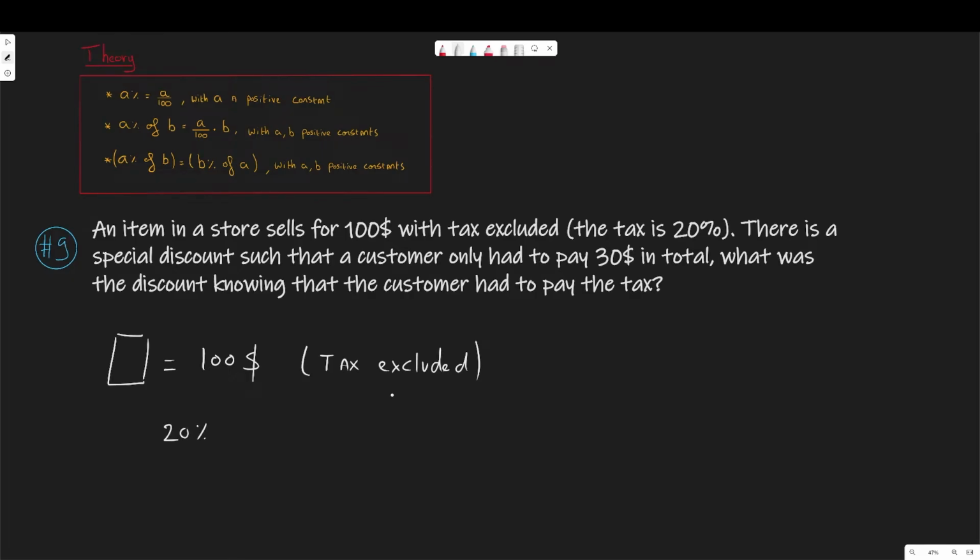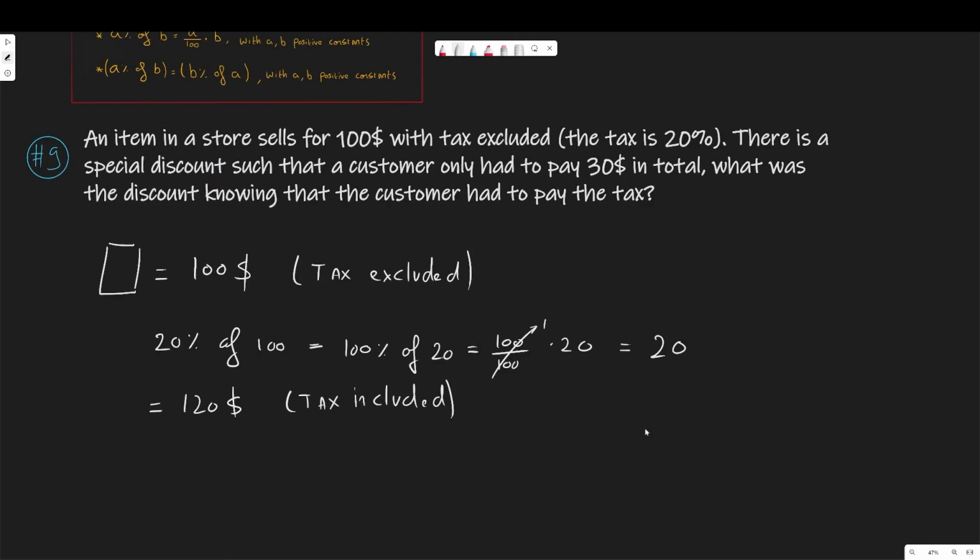So 20% of 100, which is the same as 100% of 20. So 100% of 20 is just 100 over 100 times 20. This will become 1, so we're left with 20. So the tax is 20, so the total price you have to pay is $120. So that is $100 plus the tax, which is $20. This is the price with the tax included.